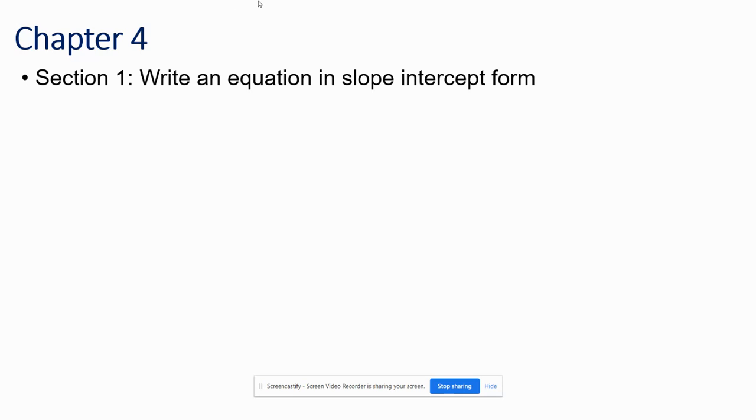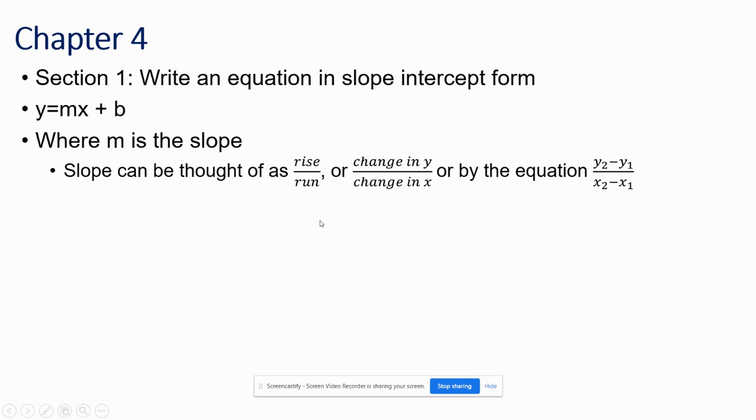We were writing equations in slope-intercept form, which you remember, y equals mx plus b. Now remember that m is the slope, and we can think of slope in three different ways. We can think of slope as rise over run, so count up or count down, and run would be counting to the left or to the right. Or we could think of slope as the change in the y over the change in the x, or by the equation y2 minus y1 over x2 minus x1.